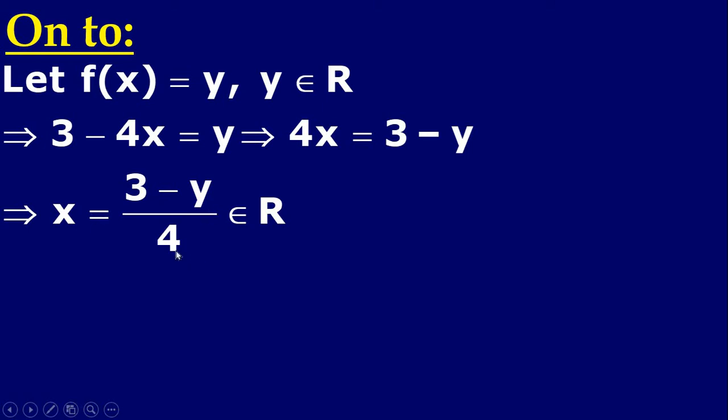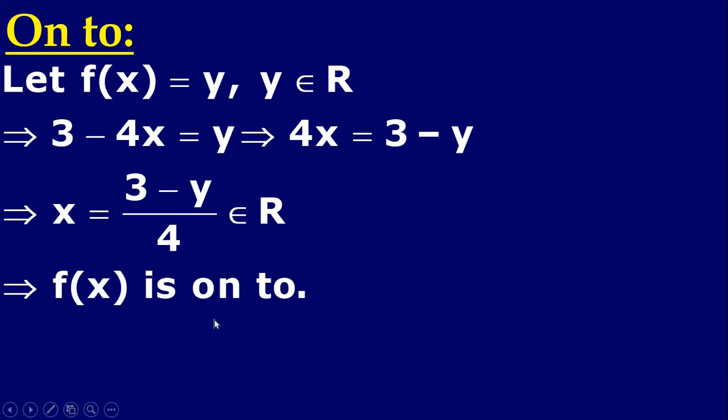And (3 minus y) divided by 4 is also a real number. So therefore this function is onto function. Therefore f of x is onto function.